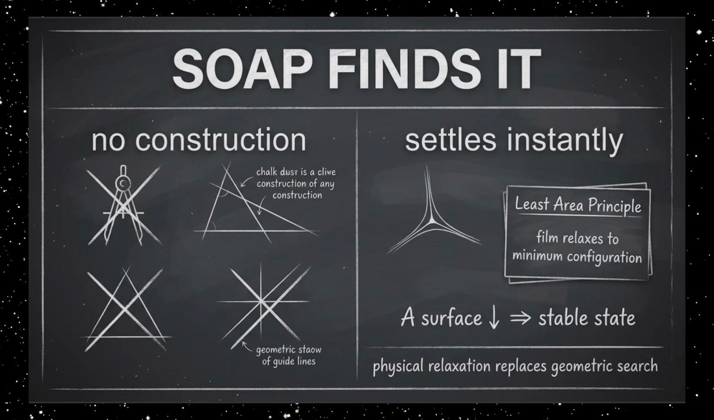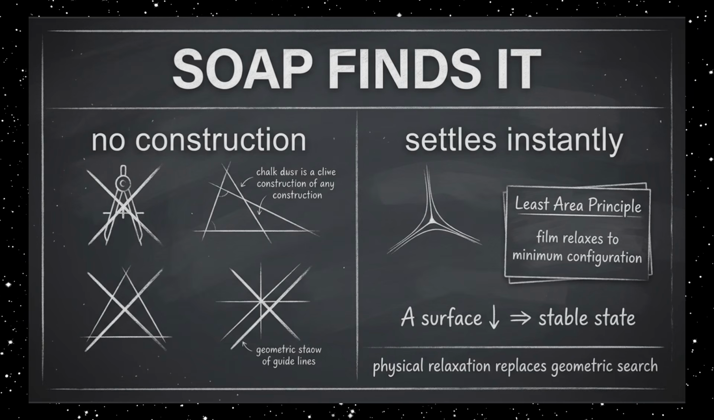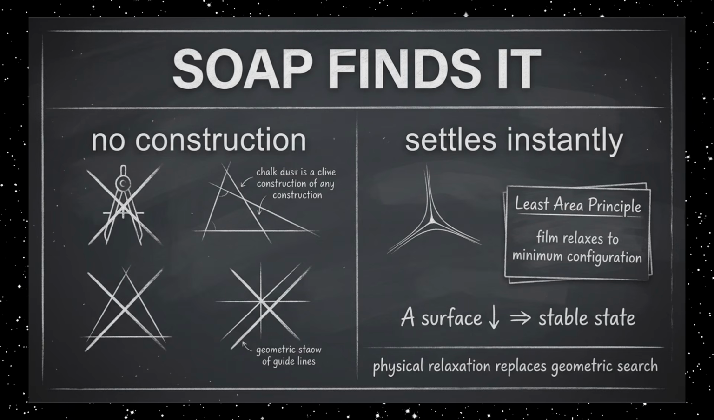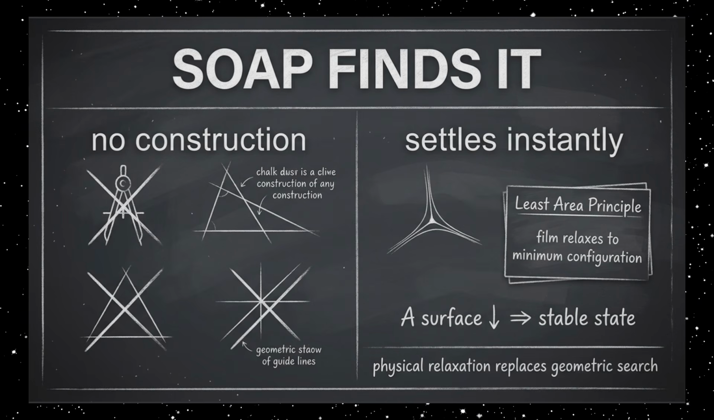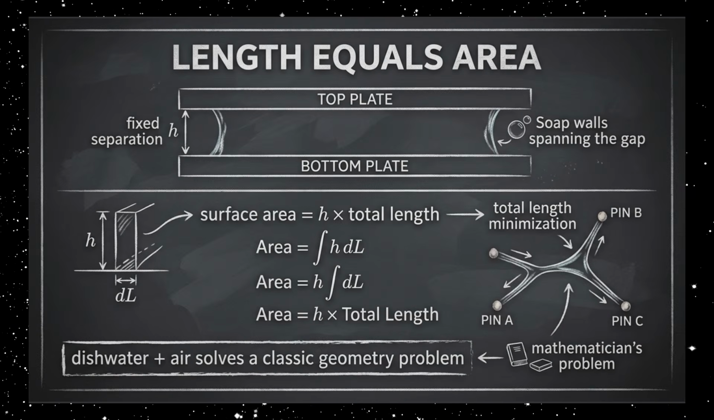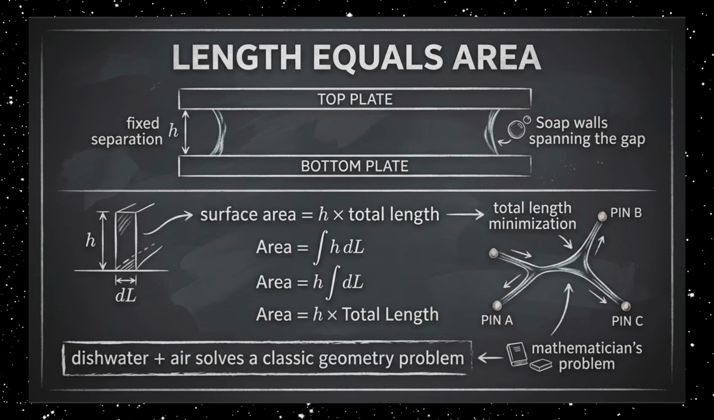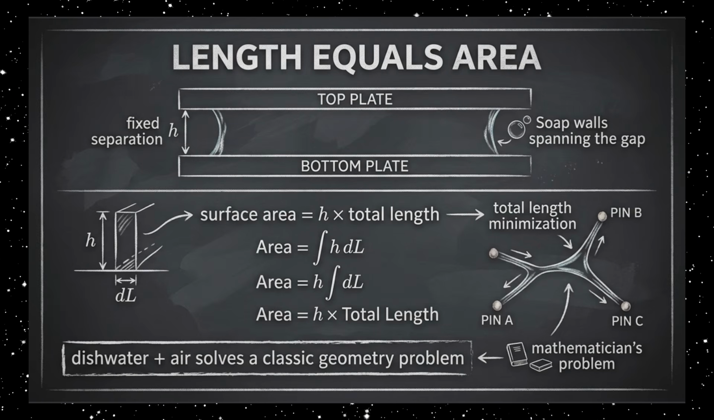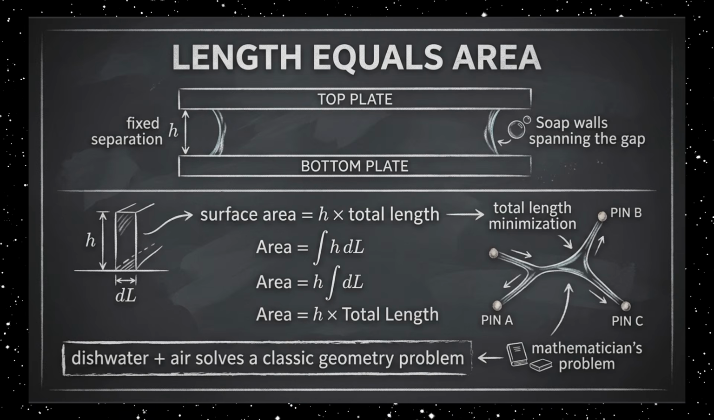The soap found it. Instantly. No compass, no equilateral triangles, no construction lines, no Torricelli. It just settled into the configuration of least surface area, which, because the film is stretched between 2 parallel plates, is equivalent to the configuration of least total length. And there it is, shimmering between the pins. The answer to a problem posed by one of the greatest mathematicians who ever lived, solved by a bit of dishwater and air.